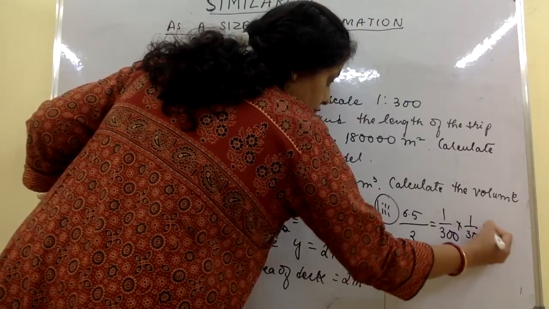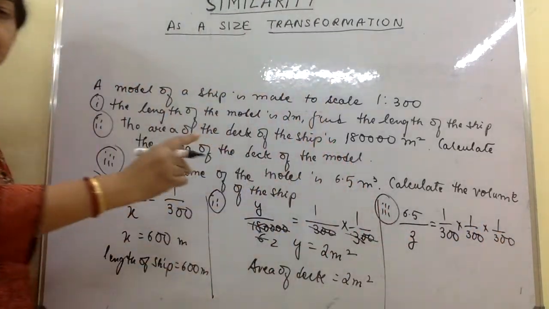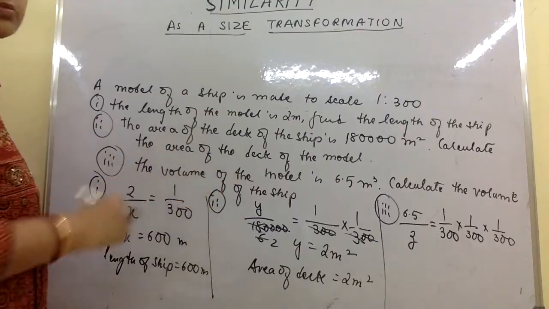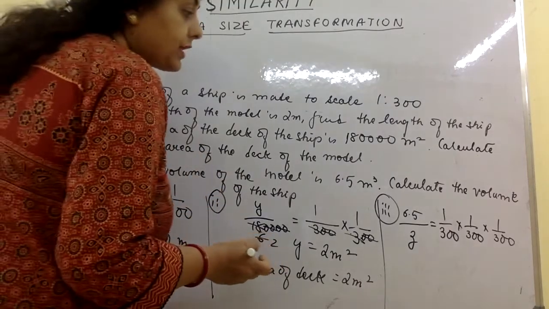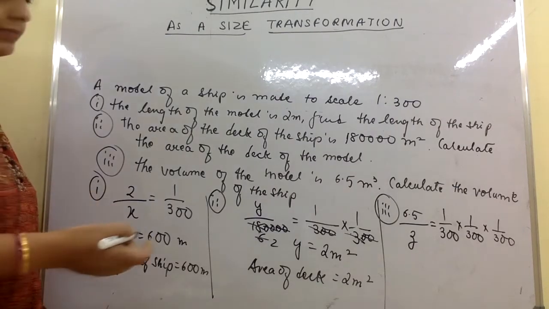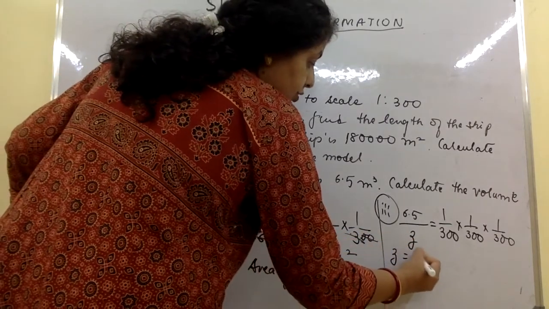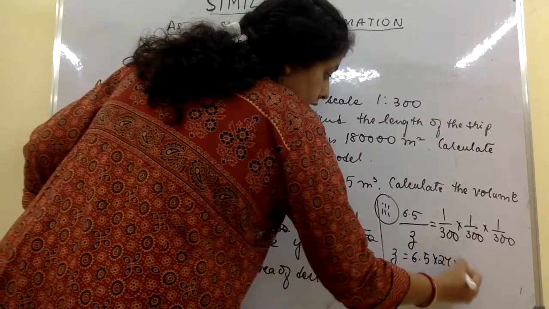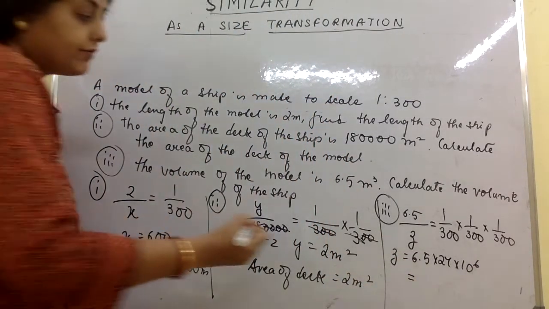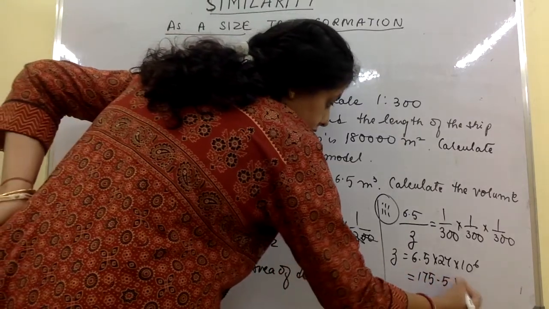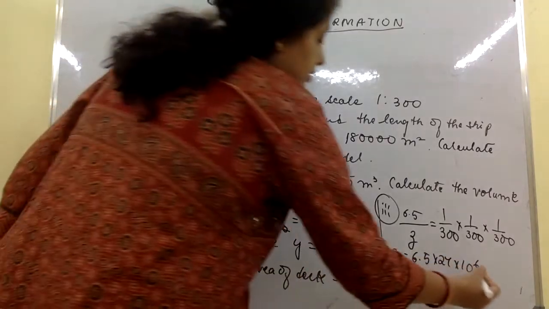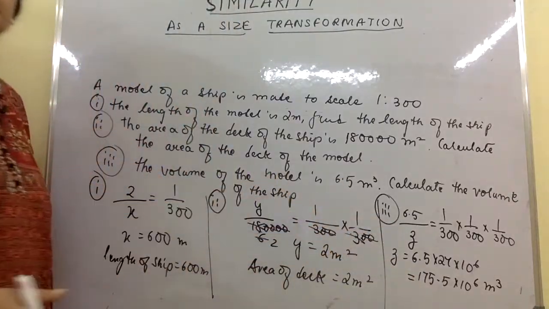This is why I told you to watch till the end of the video. If it is a volume, you have to cube the ratio, the scale factor. Now we are going to find the value of Z. So Z comes to 6.5 into 27 into 10 to the power 6. And 6.5 into 27 gives me 175.5 into 10 to the power 6. So it is that many meter cube. It has to be huge because after all it is a ship.